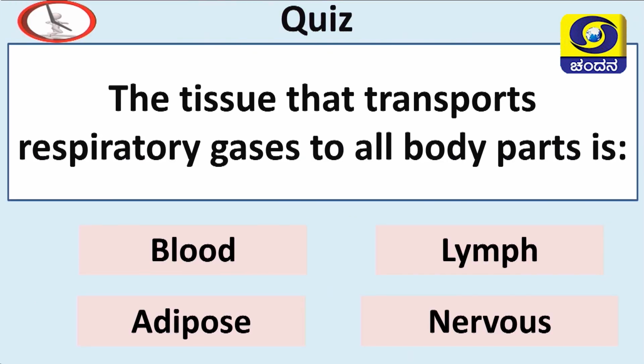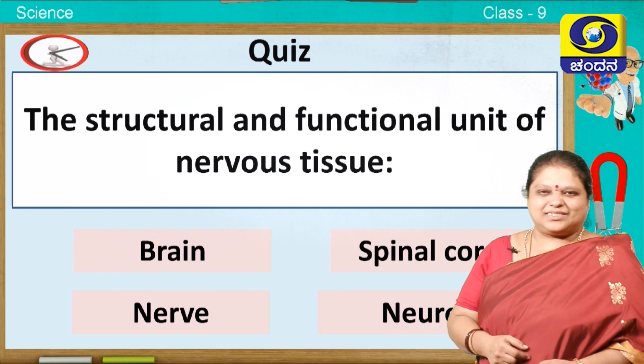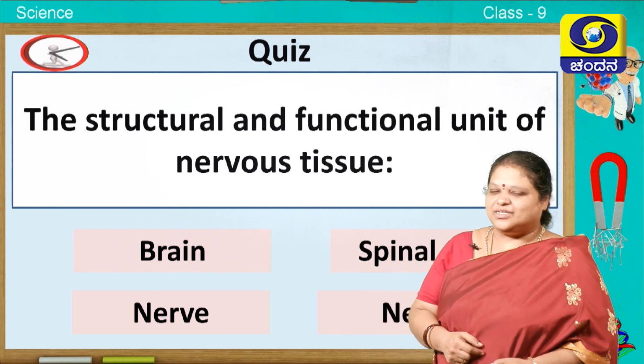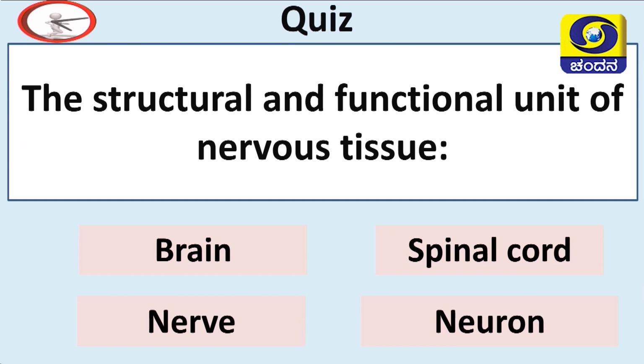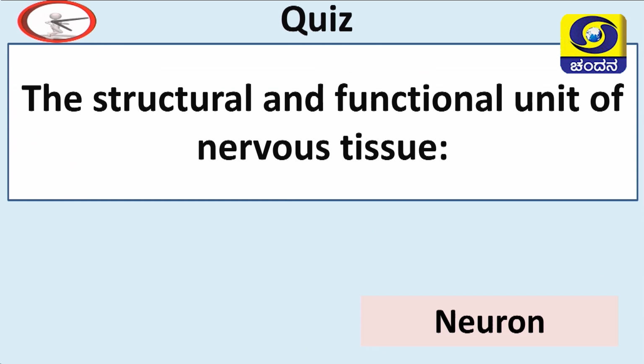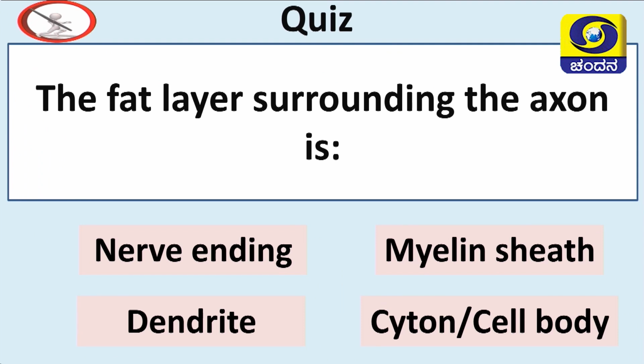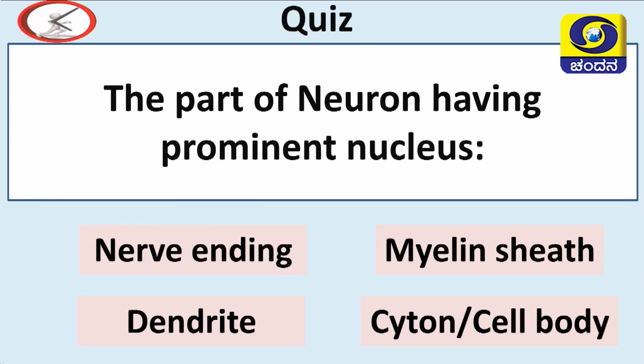Next, a small quiz question to you. The tissue that transports respiratory gases to all body parts is: blood, lymph, adipose, nervous tissue. Answer is blood. Next question. The structural and functional unit of nervous tissue: brain, spinal cord, nerve, neuron. Yes, answer is neuron. Next question. The fat layer surrounding the axon is: nerve ending, myelin sheath, dendrite, cyton or the cell body. Answer is myelin sheath.